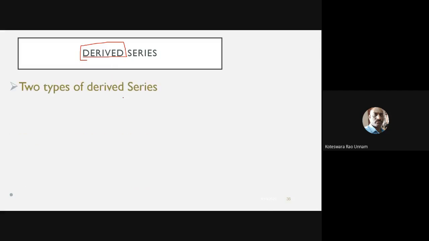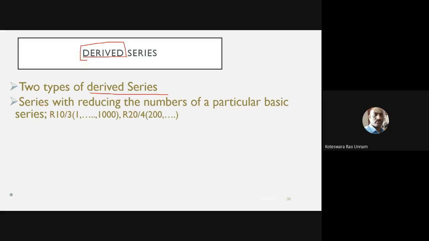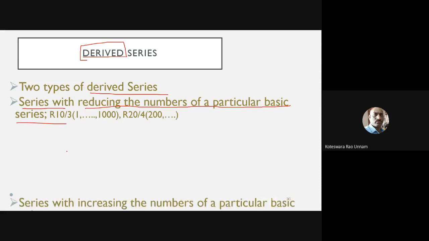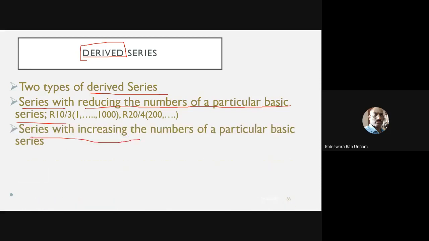Again, in derived series there are 2 types of series. One is increasing numbers, another one is reducing numbers. The series with reducing numbers of a particular basic series is one kind. The other kind is the series with increasing numbers of a particular series. The first one is where you are reducing the set of numbers in the given basic series. We'll call it the reducing series. That is again a derived series.